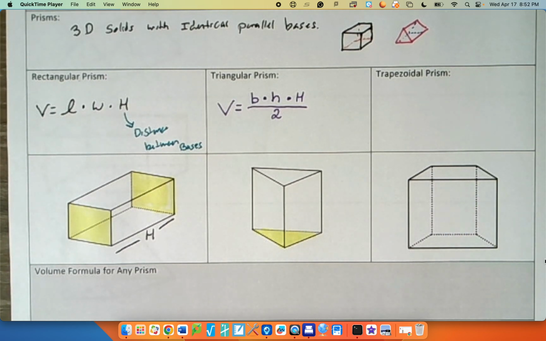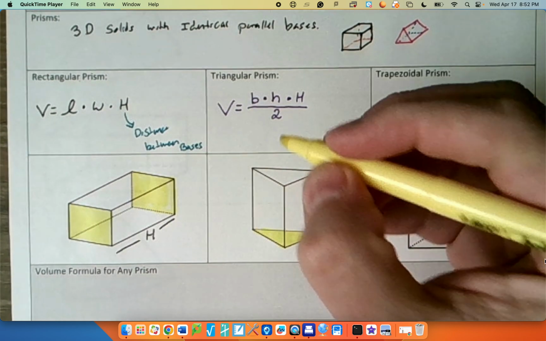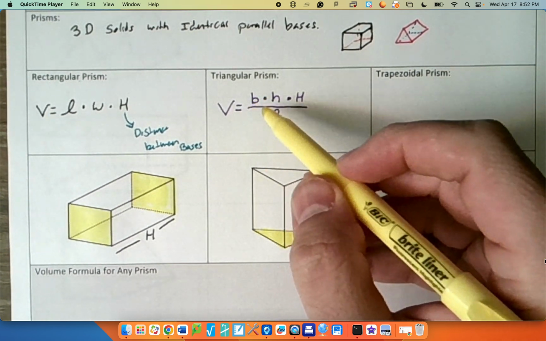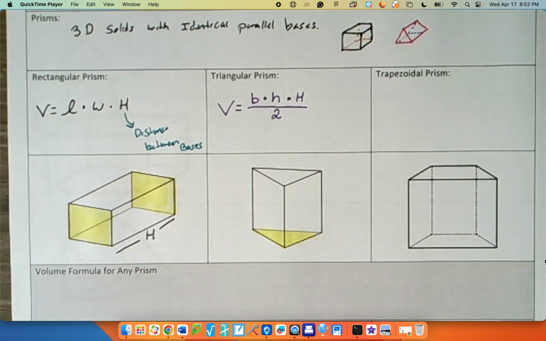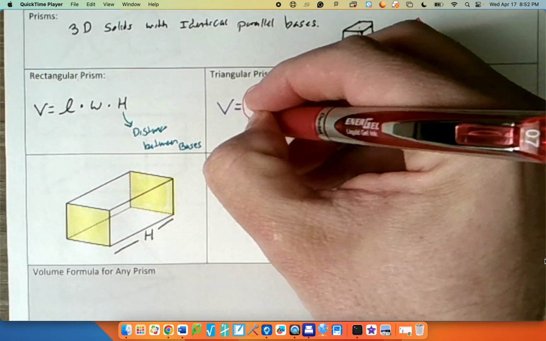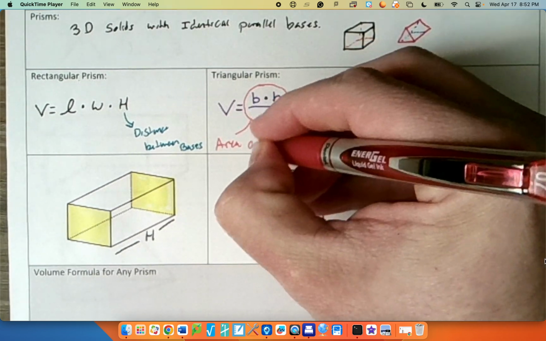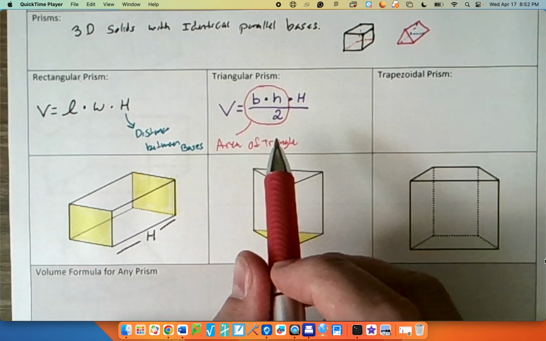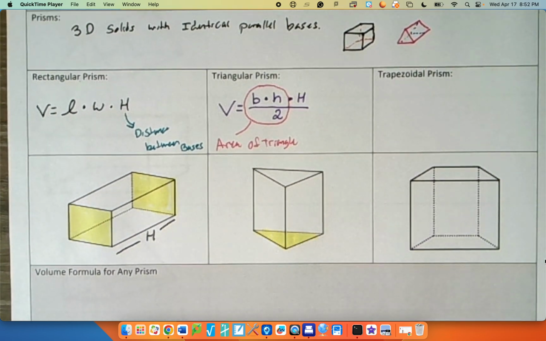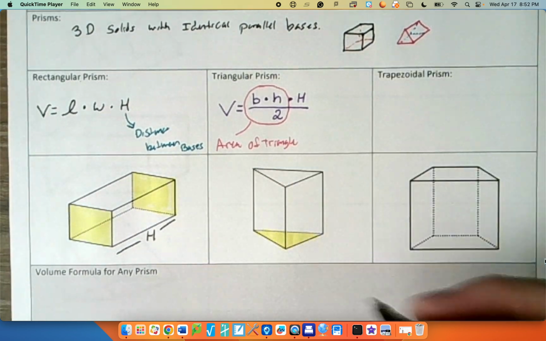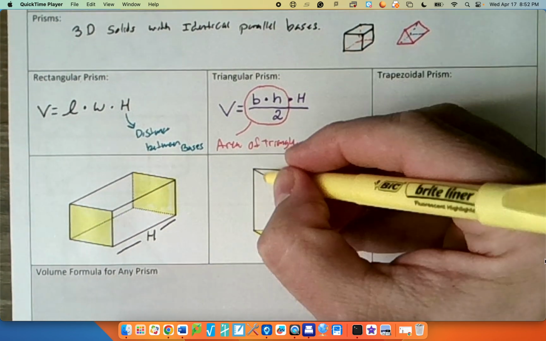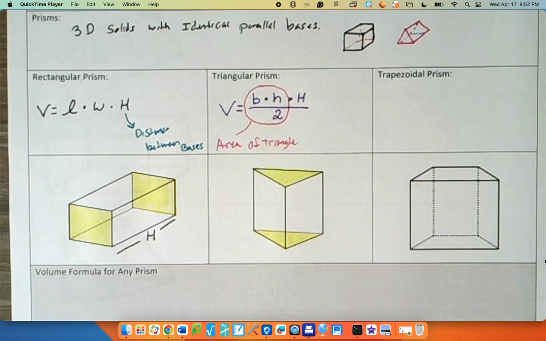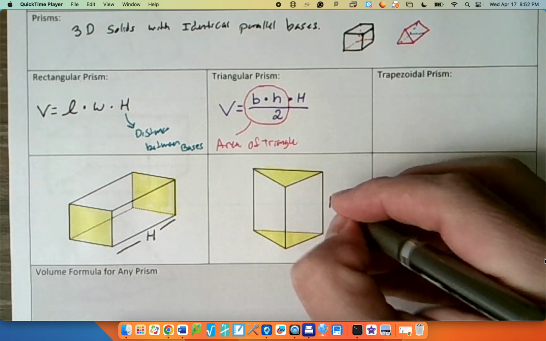Well, if we think back to what we did last week on block day, how do we find the area of a triangle? We find it by base times height divided by 2. So this part of our formula, I'm going to circle it, is just the area of a triangle. Why do we have to do the area of the triangle? Because we have a triangle. Then this H, big H, is that distance from one triangle to the next triangle right here. So that triangle, so big height.